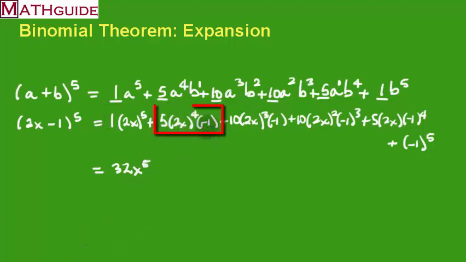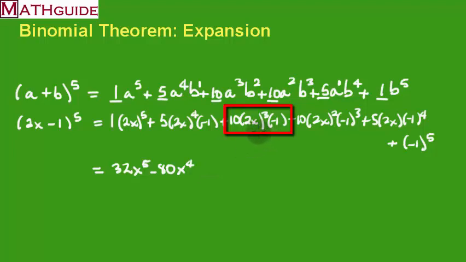Okay, how do I get the next term? I'm going to get negative 1 times all this, so I know I'm going to get a negative answer. I got 2 to the 4th, that's 16. And 16 times 5, which I did earlier, 16 times 5 is 80. And I'm going to have x to the 4th power.